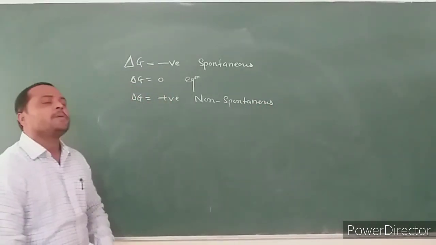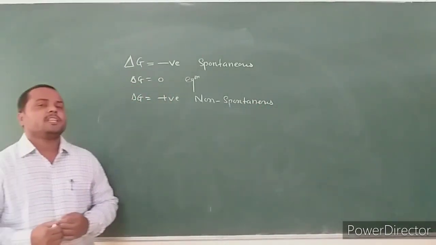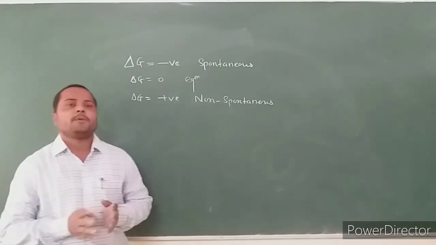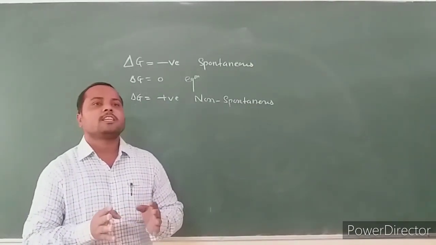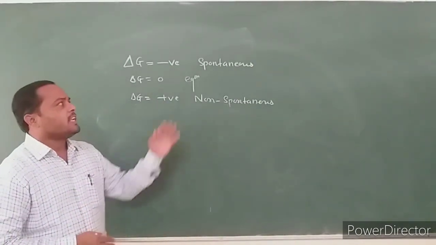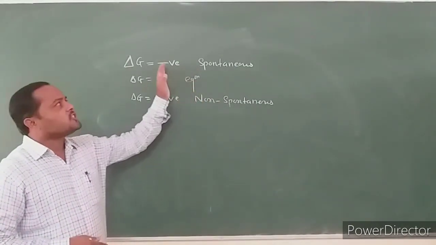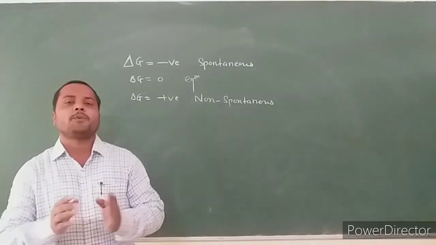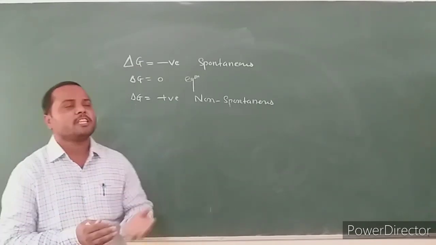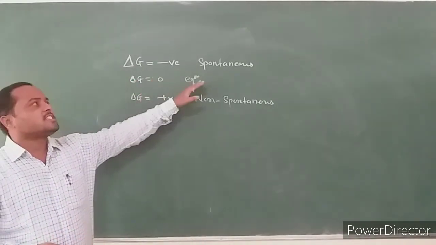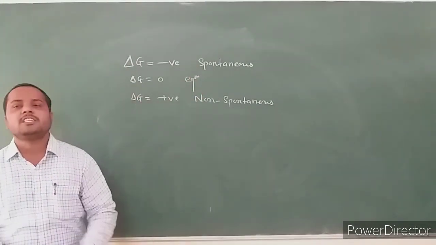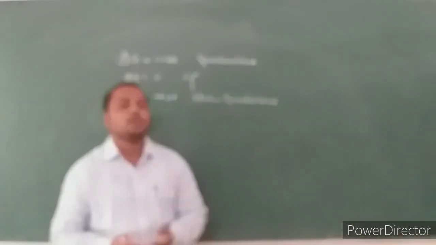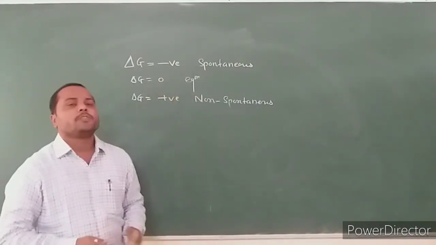With the help of chemical thermodynamic study, we can determine the feasibility of a chemical reaction. In order to decide whether a chemical reaction is possible or not, chemical thermodynamic study is used. Generally, the change in free energy is used to decide whether the given process is spontaneous or non-spontaneous. If delta G is negative, the process is spontaneous. If delta G is positive, the reaction is non-spontaneous. And if delta G is 0, the process is in equilibrium.